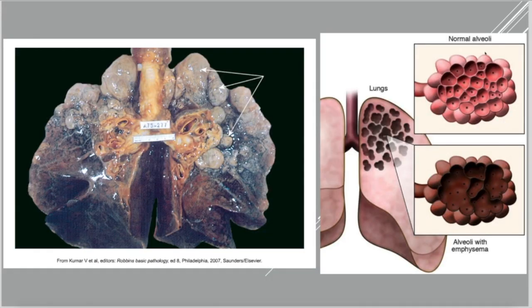So you can see that here. This is a normal alveolar sac. These are the walls between the alveoli. They start to break down. We also lose elastin, limiting that elastic recoil of the alveoli.